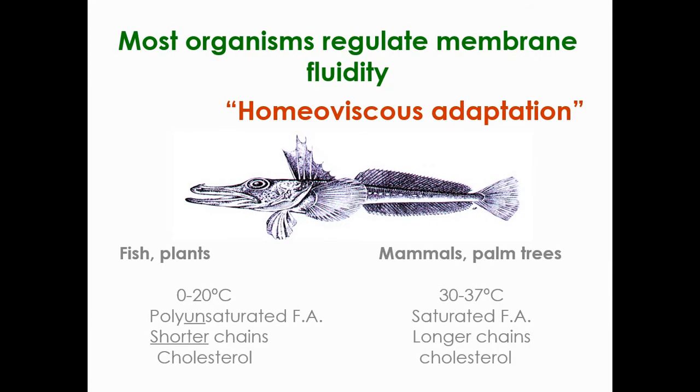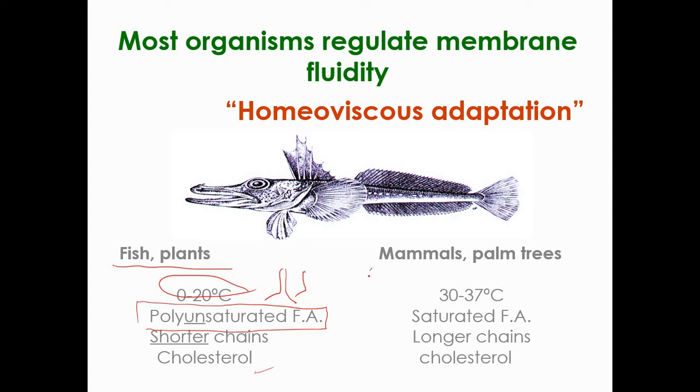Okay, so, most organisms regulate membrane fluidity. So, this is what we call a homeoviscous adaptation. So, for example, ang fish o ang plants, because their environment is at 0 to 20 degrees, so they have polyunsaturated fatty acids, di ba? Meaning katong kinks, di ba? Naka-space. So it makes their membrane more fluid. Di ba? And then they also have shorter chains and they have cholesterol pod present.